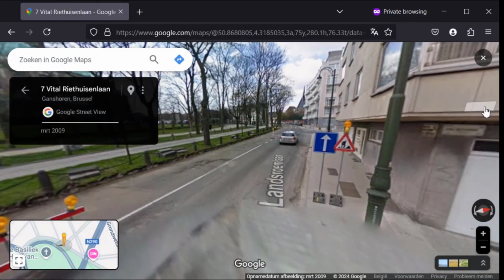So here's a board indicating warning, which means that there are road works being carried out here at 150 meters. So you have to be careful about that.